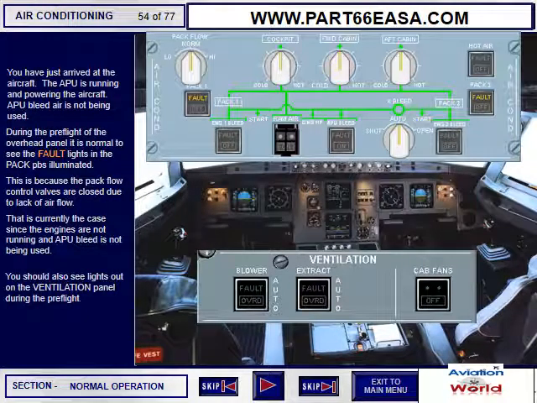During the pre-flight of the overhead panel, it is normal to see the fault lights in the pack push buttons illuminated. This is because the pack flow control valves are closed due to lack of airflow. That is currently the case since the engines are not running and the APU bleed is not being used. You should also see lights out on the ventilation panel during the pre-flight.